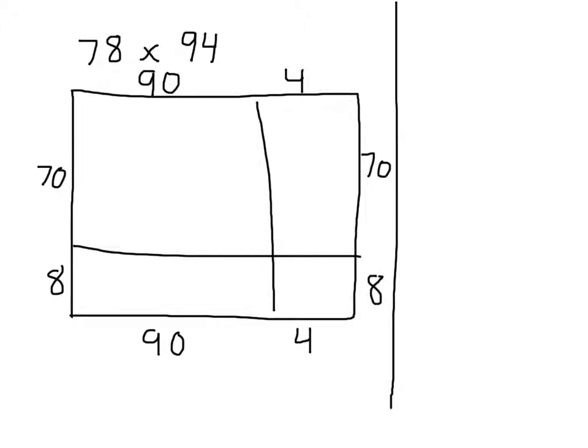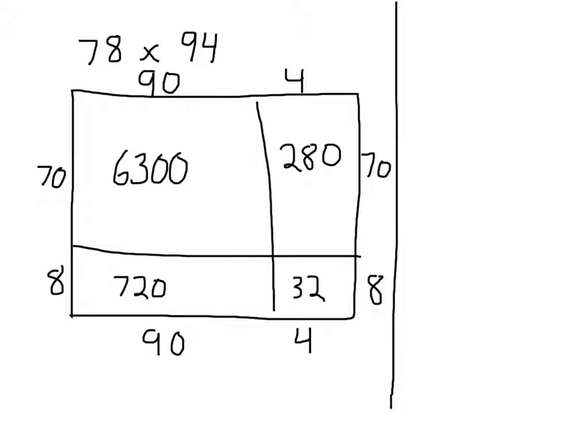And so now all we need to do is solve the equations. The top left box has 90 and 70 beside it, so we multiply 90 times 70. 9 times 7 is 63, so we put 2 zeros on the end of that. On the other side, we have 70 times 4, which is 7 times 4, 28. Put a 0 onto that. 8 times 90, that is 8 times 9 is 72, with another 0. And 4 times 8 is 32, no zeros to put on. So we just need to add that up.